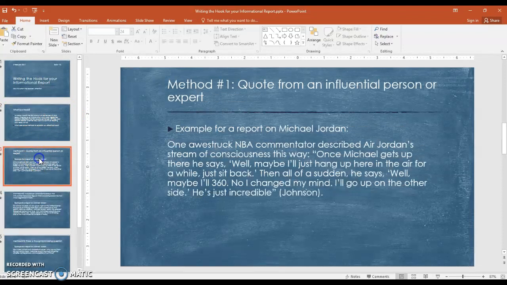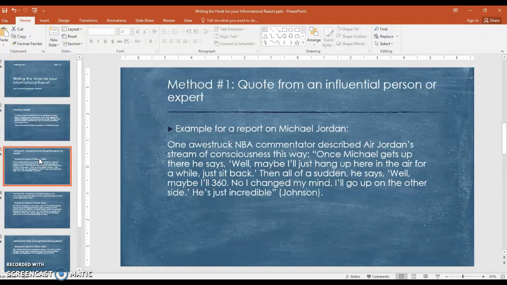So here's the first one: a quote from an influential person or expert. When I say influential, I mean someone whose name most people recognize. When I say expert, I mean someone who has expertise or credentials in the specific field that you're researching. So this is an example. Of course, my report's on Michael Jordan, and this is an NBA commentator.